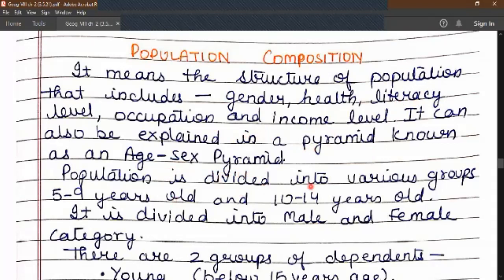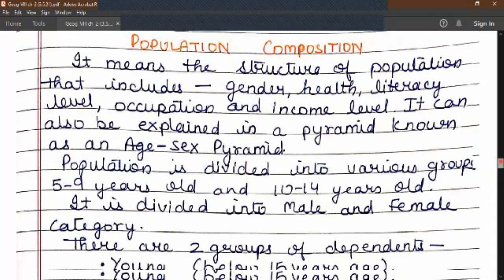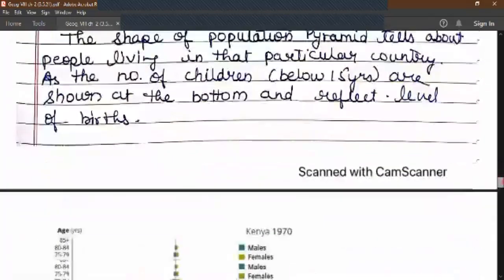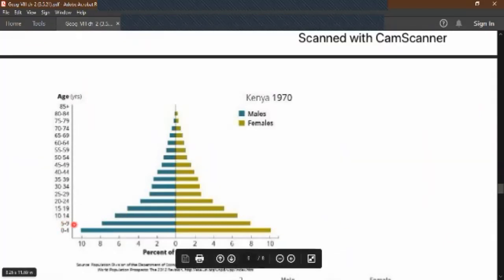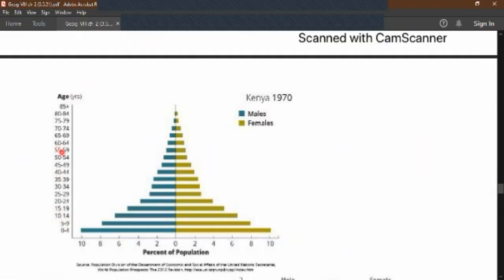Population is divided into various groups from 5 to 9 years old, 10 to 14 years old. Let me show you an example of a population pyramid here. So here the population is divided into various groups from 5 to 9 years old to 10 to 14 years old and so on. It is further divided into male and female categories.